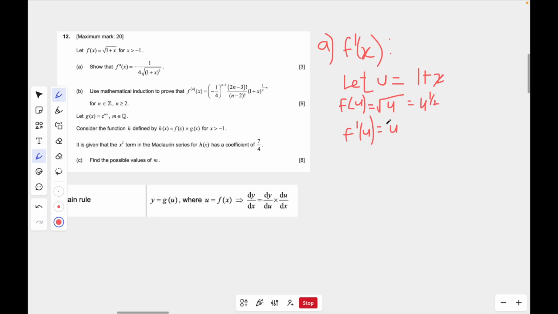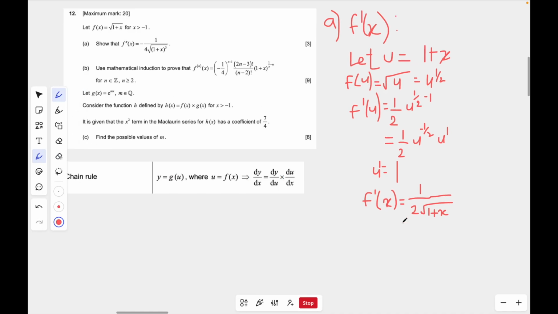So the first derivative of u to the power of 1 over 2 will be 1 over 2 square root u. Remember, we need to differentiate our u dummy variable as well, which in this case is just 1 since the first derivative of 1 plus x is simply 1. So, substituting x back into the equation, we find out that the first derivative of f of x is 1 over 2 square root 1 plus x.